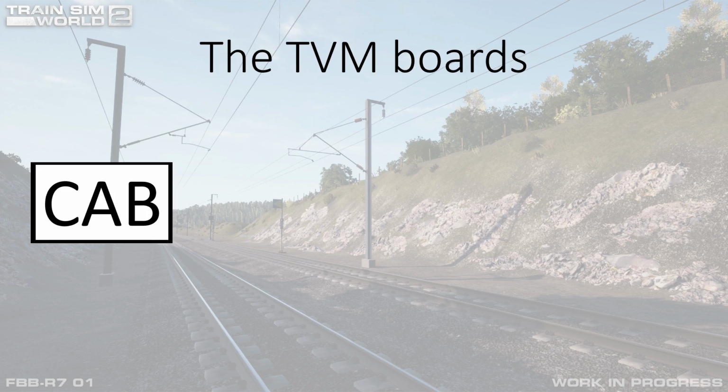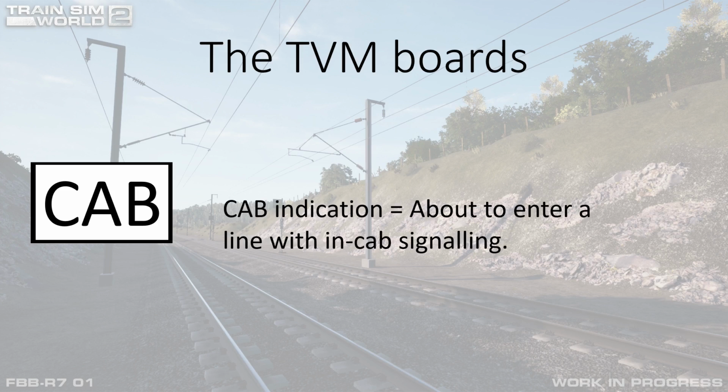That means if you see this board, you know that you're approaching a zone which uses in-cab signaling. If you remember part 2 of my guides on how to drive a train in France, you will remember that black writing on a white board means that this is a distant board, so it is a warning that you are about to enter a line with in-cab signaling. In France, this means TVM or ETCS, as some lines have ETCS instead of TVM.